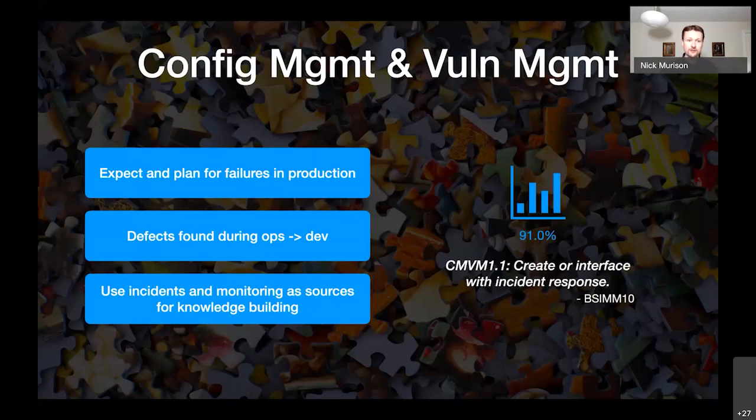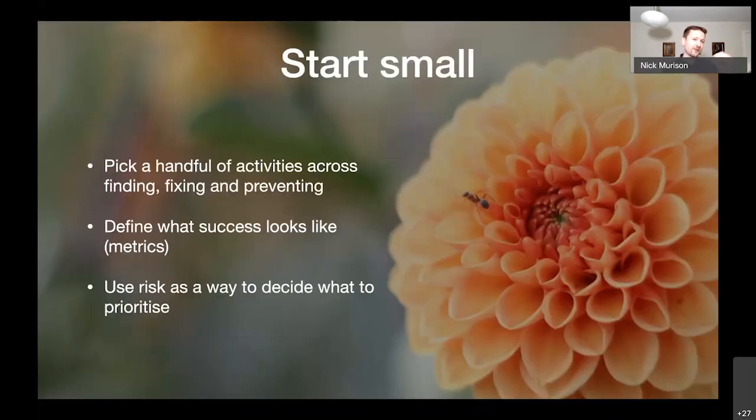So that was a whole bunch of different activities you're going to be doing, and those are the starting point. They're not even the advanced things that we can do. So that's just a starting point. But what I would say is start small. Start even smaller than I've just gone through now. So pick a handful of activities to start with. Do it across finding issues, fixing issues, and preventing issues.